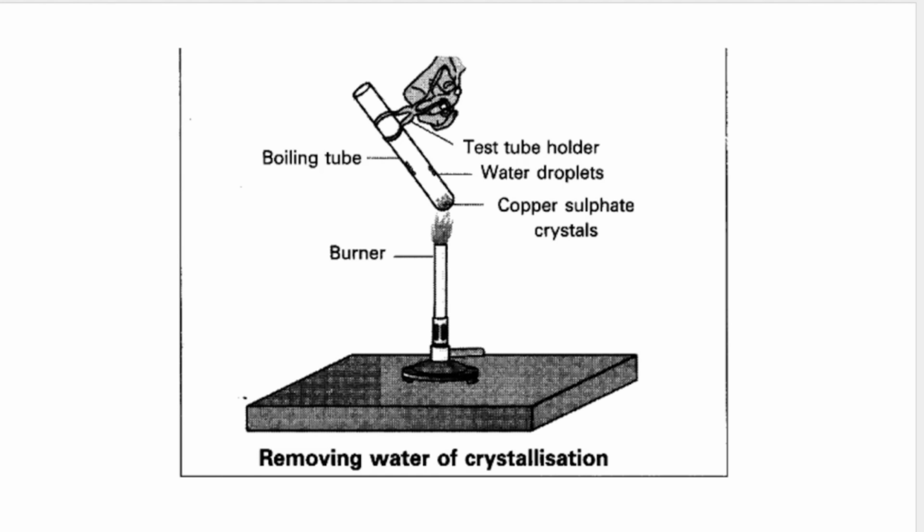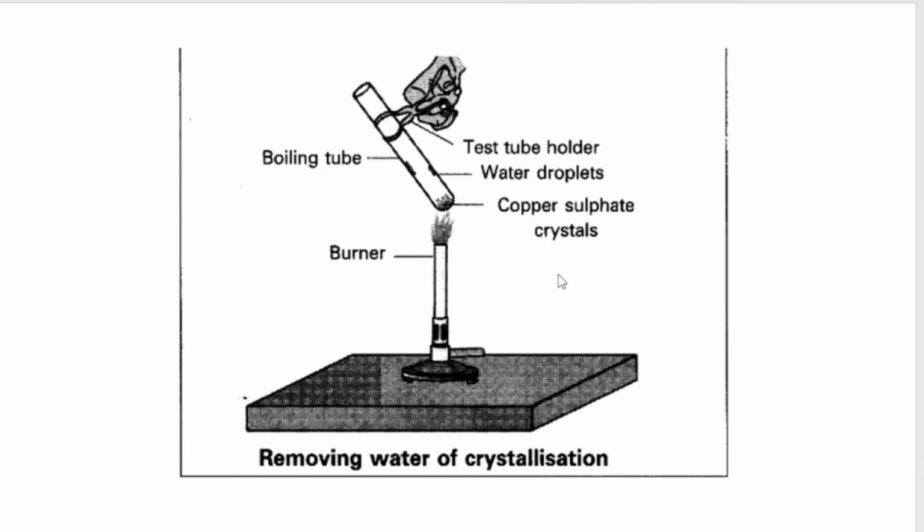Practically or experimentally, we can weigh, say for example, 100 grams of a hydrated crystal. We can put that in a test tube. Then we heat the test tube. In this diagram, they are heating the hydrated compound over a Bunsen burner. This is my heat source. Over here, they say copper sulfate crystals. This will essentially remove the water. The water will be evaporated.